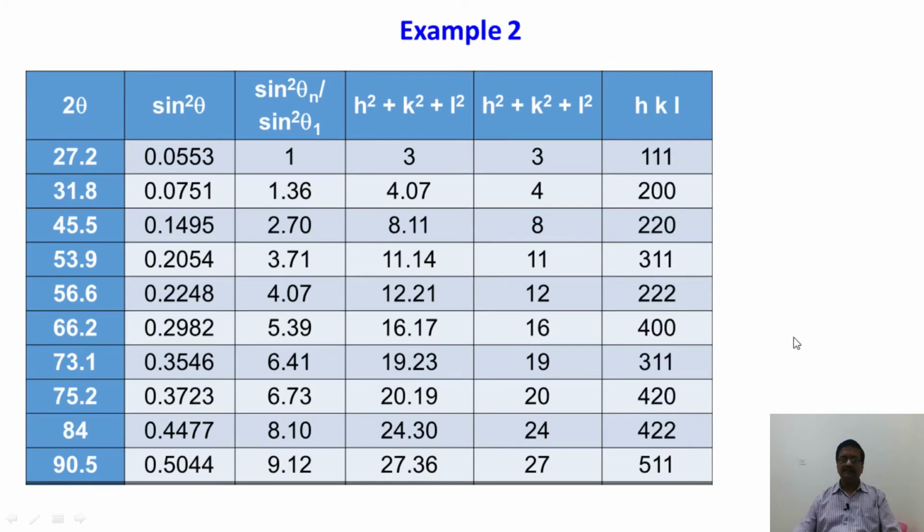So then again we try to guess what should be the H, K and L, such that the sums of the squares of those numbers will be 3, 4, 8, 11, etc. You see, when we want to go 11, it is 3, 1, 1, but it can be 1, 3, 1 or 1, 1, 3 and so on. So these numbers, these HKLs indicate the corresponding family of planes.